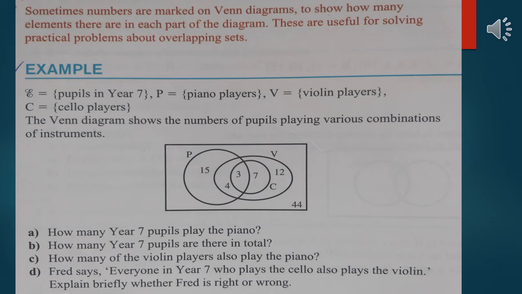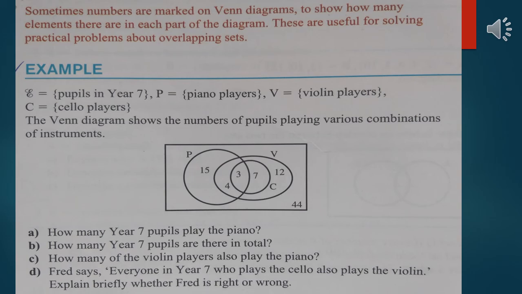How many year 7 pupils play piano? Then the total number is the addition of 15 plus 3 plus 4, that is equal to 22. Part B. How many year 7 pupils are there in total? So you add 15 plus 4 plus 3 plus 7 plus 12 plus 44. Please write the answer on your own.